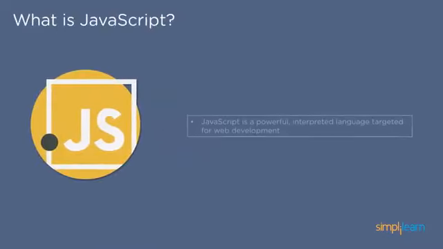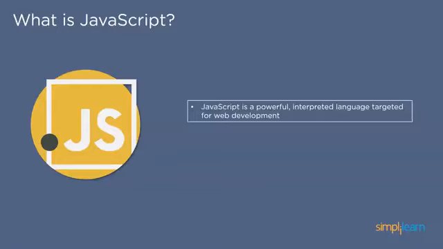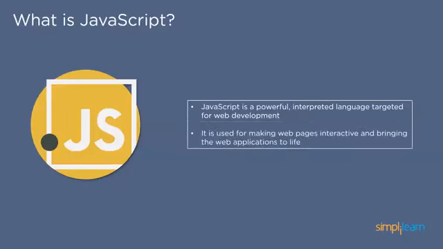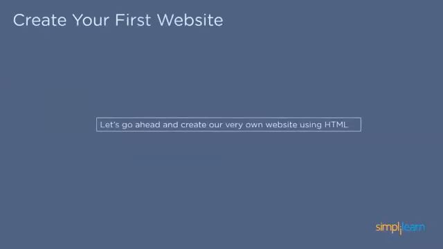Then you must be wondering, what exactly is JavaScript? Now, JavaScript is a powerful interpreted language targeted for web development. It is used for making web pages interactive and bringing the web pages to life. So now let's create your first website.